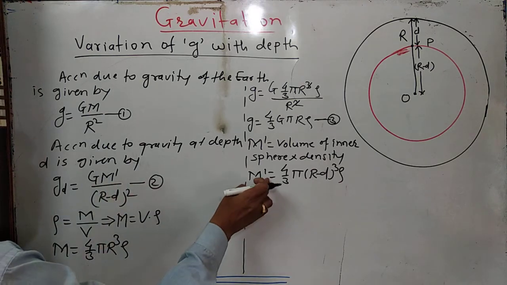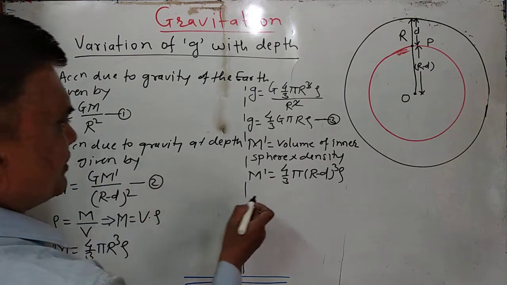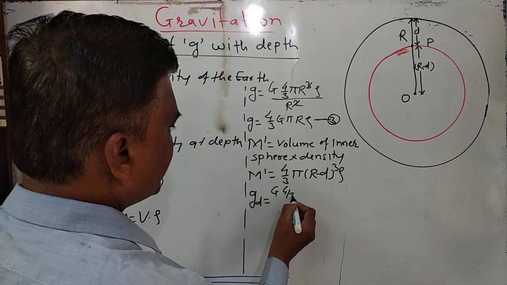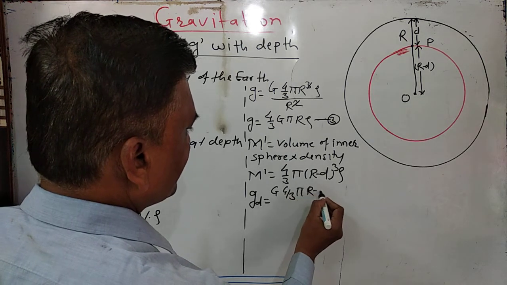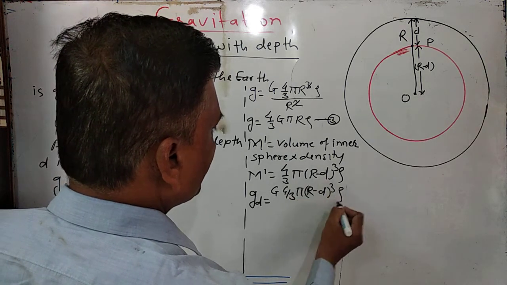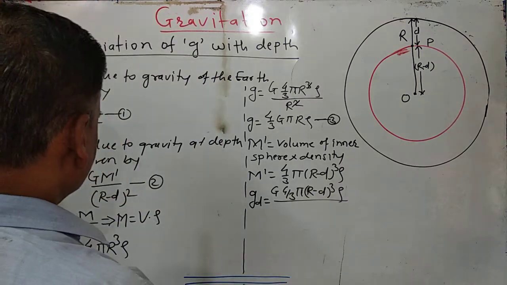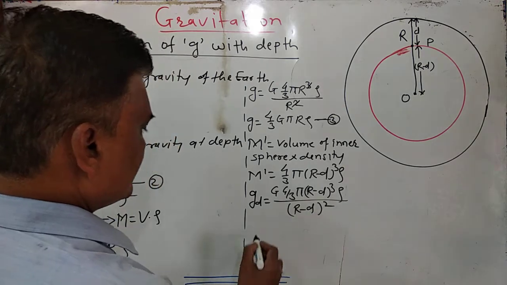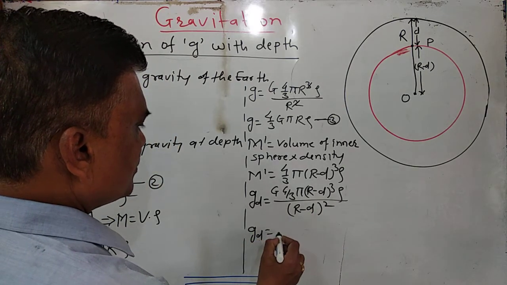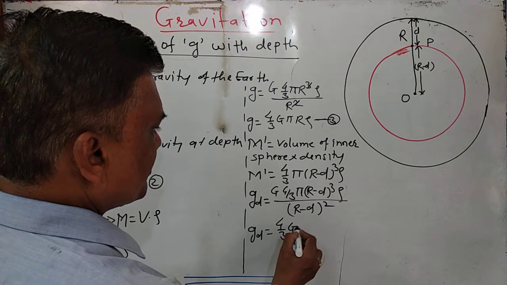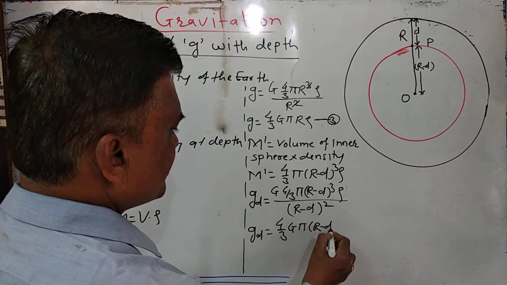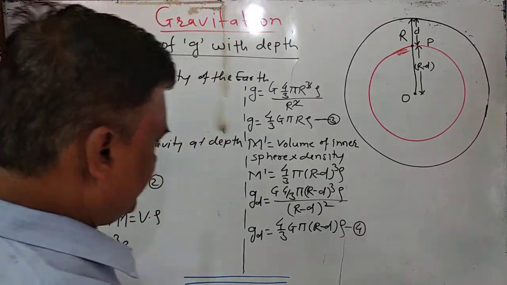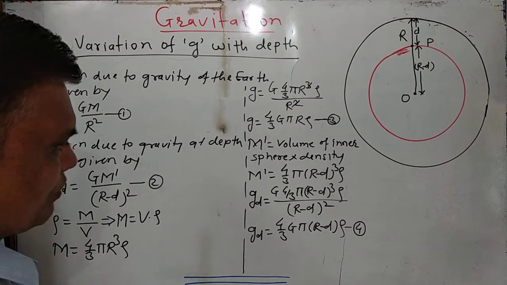Now put this value in this equation, then the equation becomes gd equals G times 4/3 pi (R minus d) cubed times rho upon (R minus d) squared. Therefore gd equals 4/3 G pi (R minus d) rho. This is equation number 4.